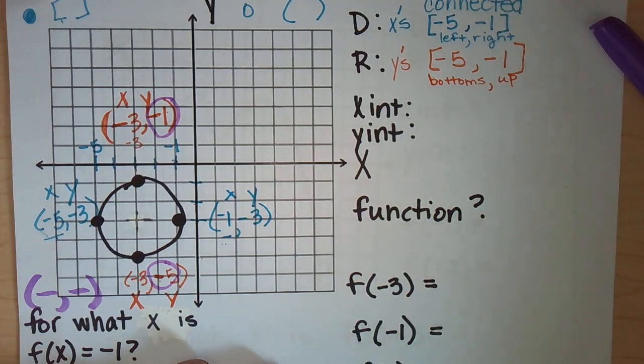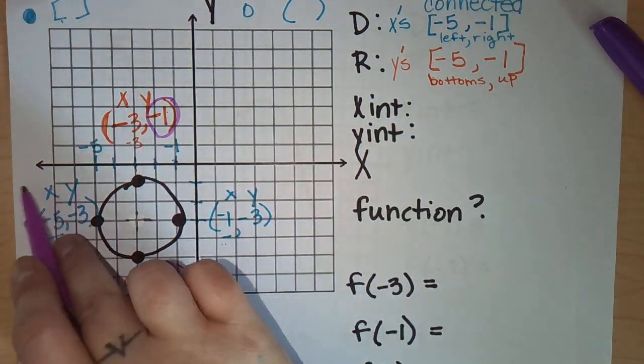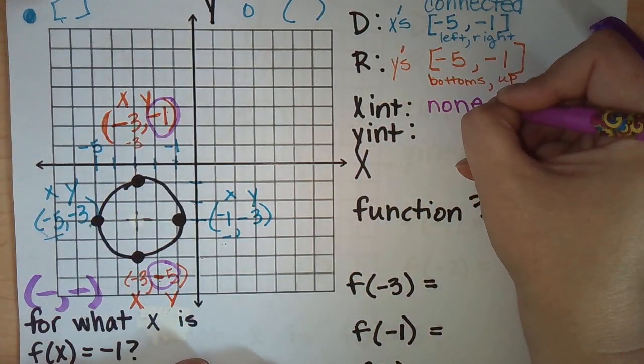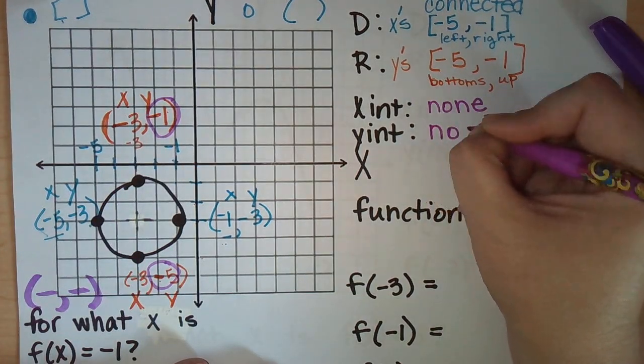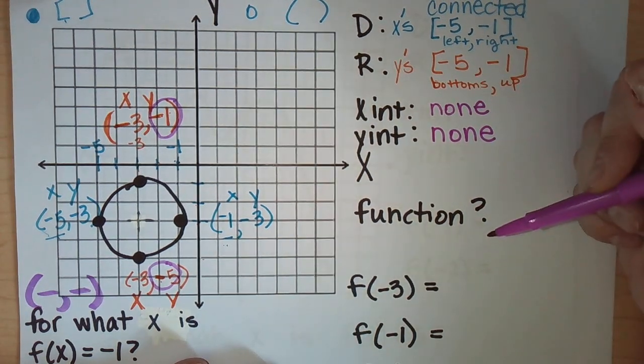Okay, x-intercepts. That means where we touch the x-axis. Well, this little circle did not touch the x-axis, and it did not touch the y-axis. So there are no x or y intercepts.